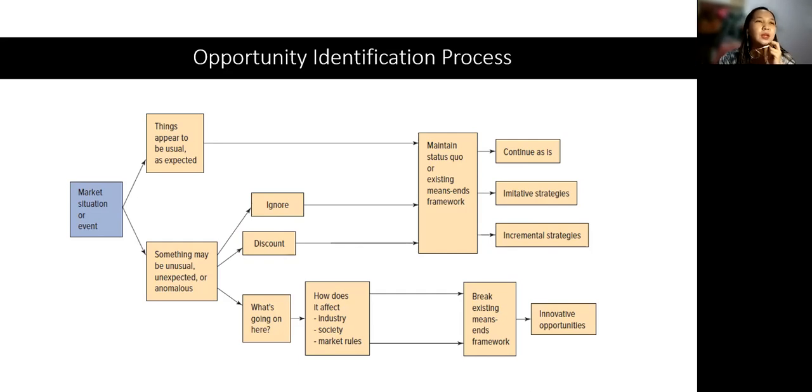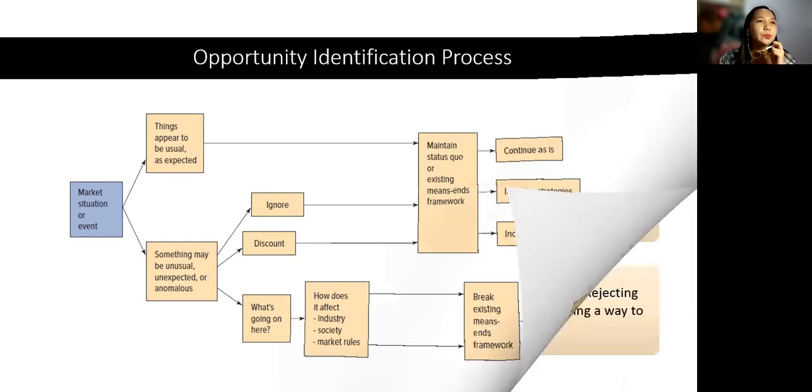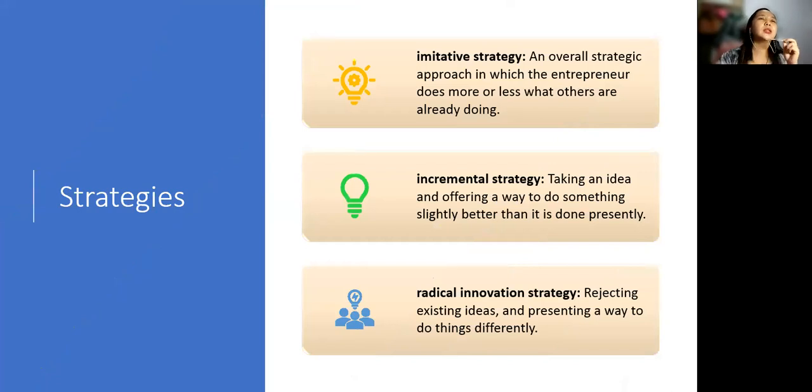Another thing that you can do is an incremental strategy. An incremental strategy is something where you copy something, but one or two factors of that strategy you do better, or you improve something. If it is something unusual, you can use innovative strategies, which are completely new opportunities or completely new strategies that you will do. To summarize, imitative strategy is an overall strategy approach in which the entrepreneur does more or less what others are already doing.